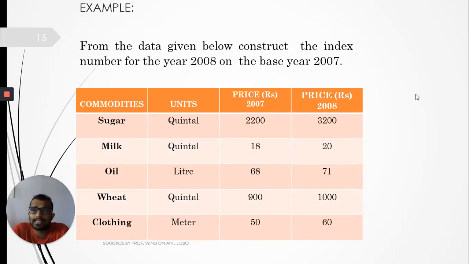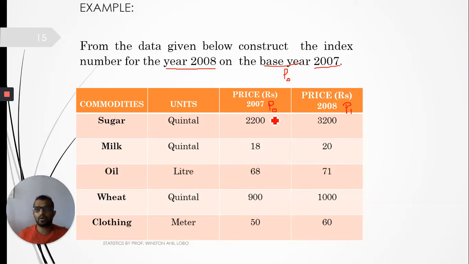Example. From the data given below, construct the index number for the year 2008 on the base year 2007. So students, we have to construct for the year 2008. That means 2008 will be called P1 and 2007 will be called P0. Did you understand this, students? Current year, right? So 2008 is called P1. Base year is 2007. Base year means P0, no, students. That's why I've written here 2007 as P0.